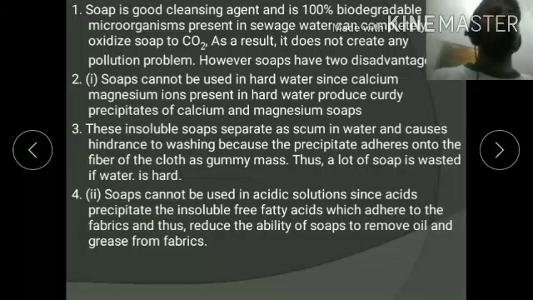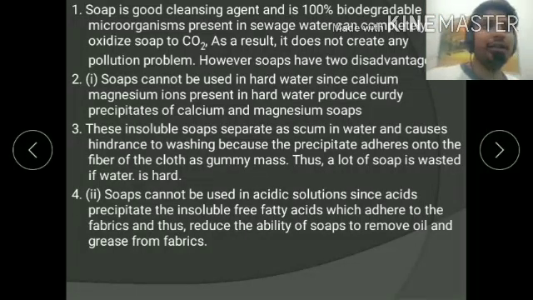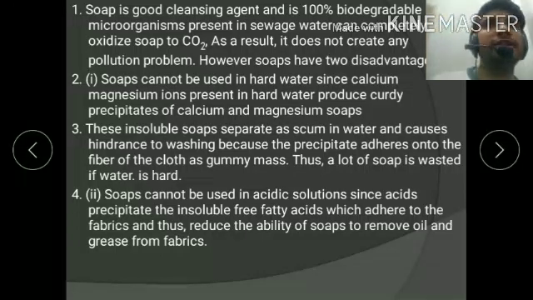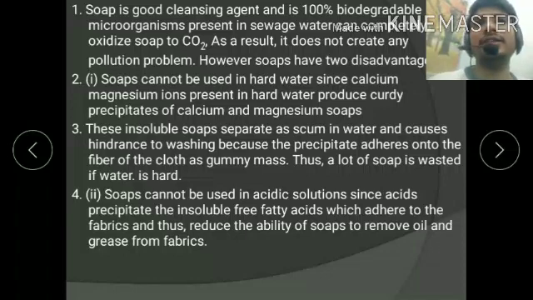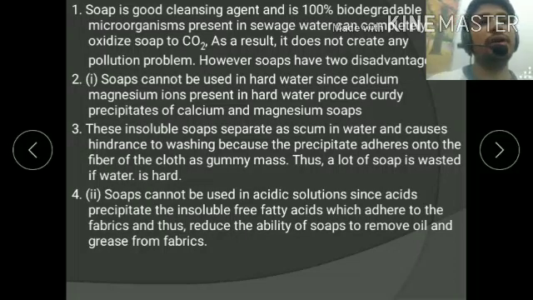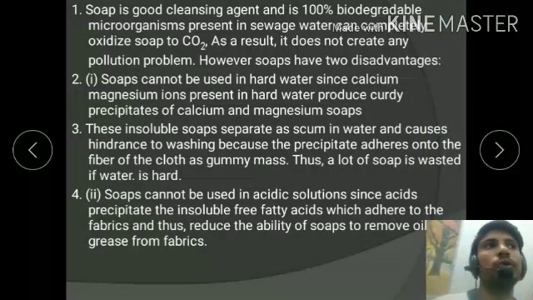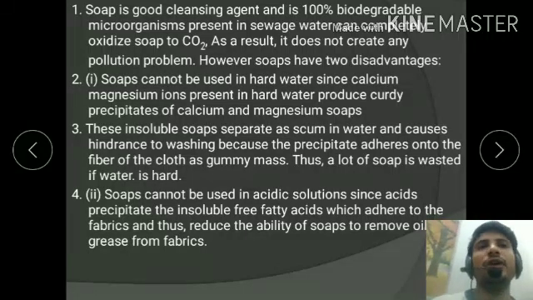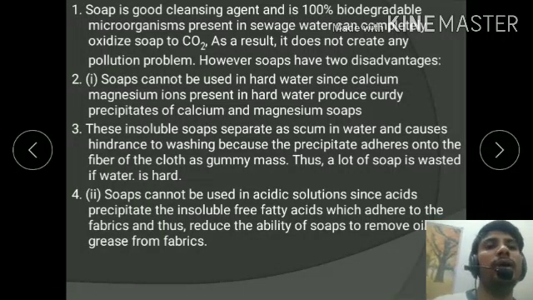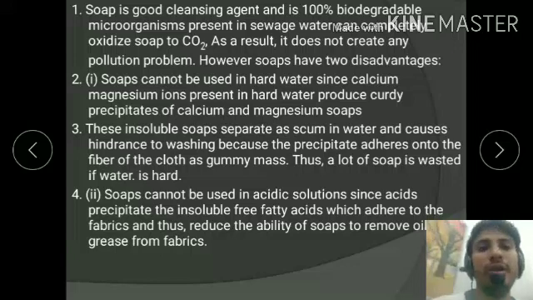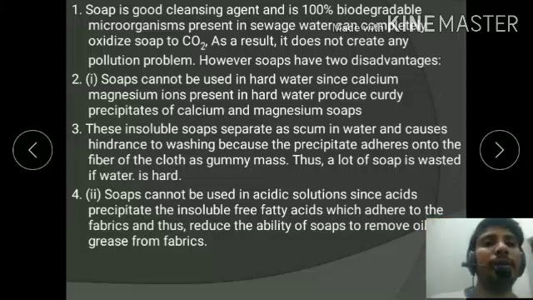What is hard water? Water that contains calcium and magnesium elements is called hard water. Because it contains calcium and magnesium, that is why we call it hard water. And soap is not soluble in hard water. Second thing, soap is not able to dissolve in acidic solution because it forms a precipitate.